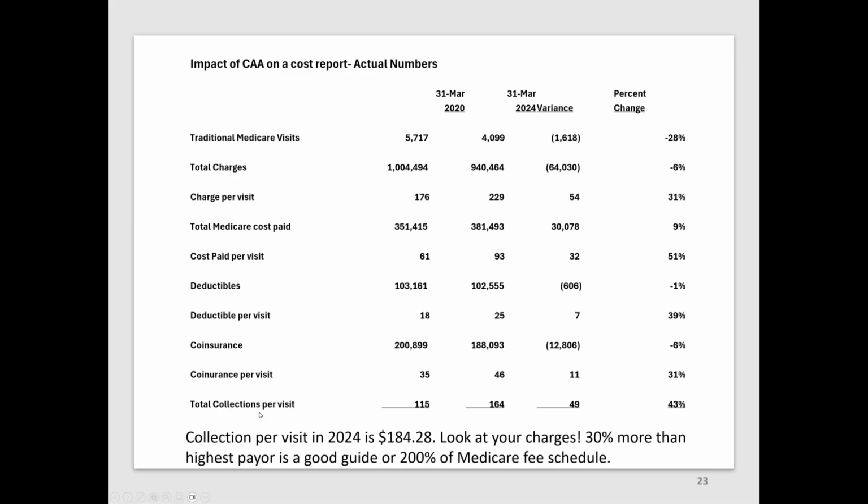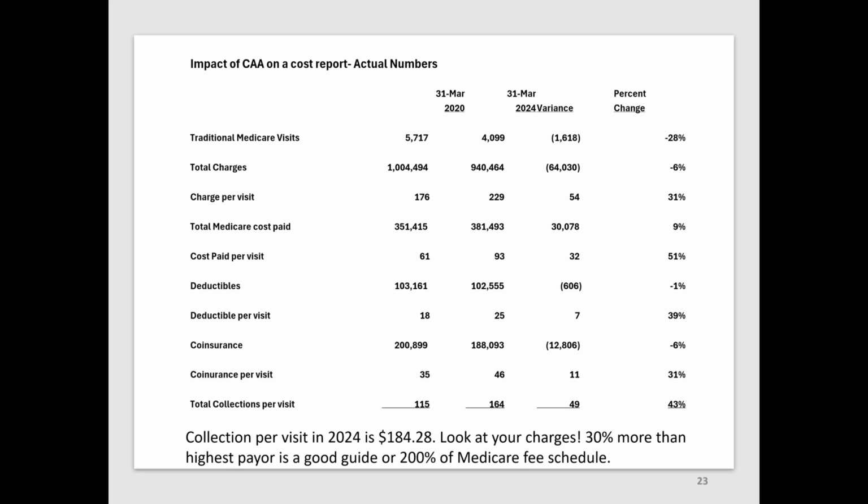If you want to see the actual numbers, here are the actual numbers of a clinic cost report that we just did. It's a March 31. What we're doing is comparing pre-COVID to after COVID. So March 31, 2020 numbers here, and then March 31, 2024 numbers, and then we're just looking at the variance and the percentage changes.